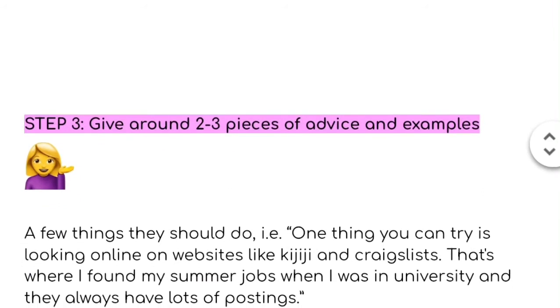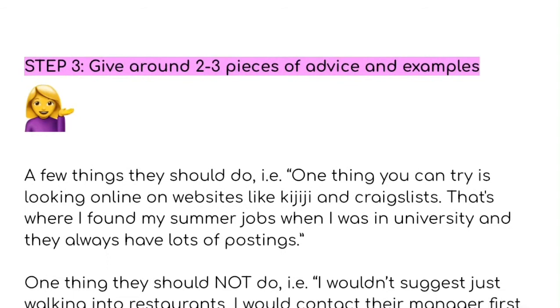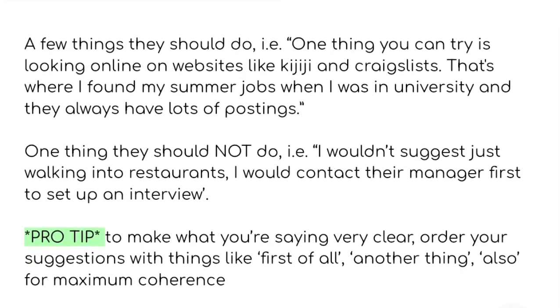Step 3, give around 2 to 3 pieces of advice and some examples. So start off with a few things that they should do. Like one thing you can try is looking online on websites like Kijiji and Craigslist. That's where I found my summer jobs when I was in university, and they always have lots of postings. And then one thing they should not do, like I wouldn't suggest just walking into restaurants. I would contact their manager first to set up an interview.